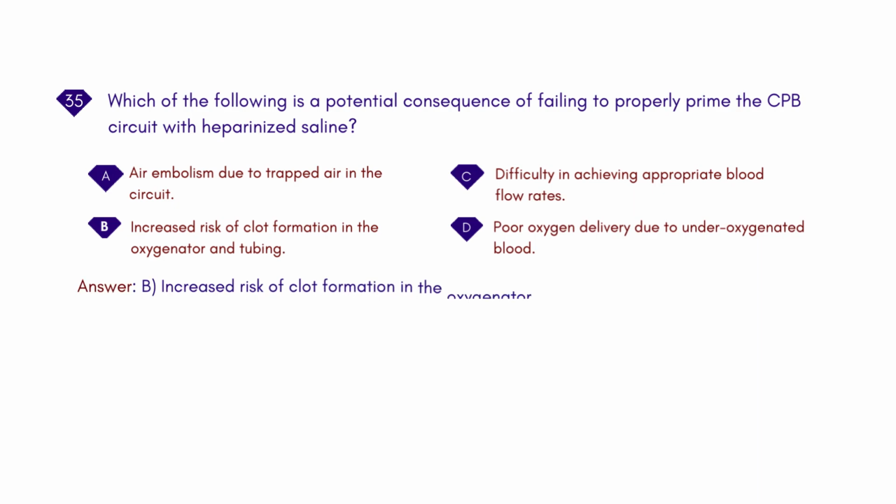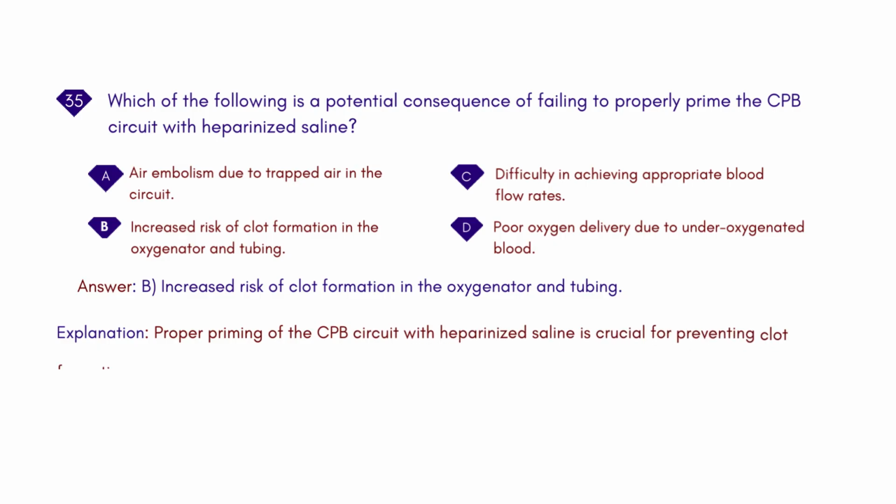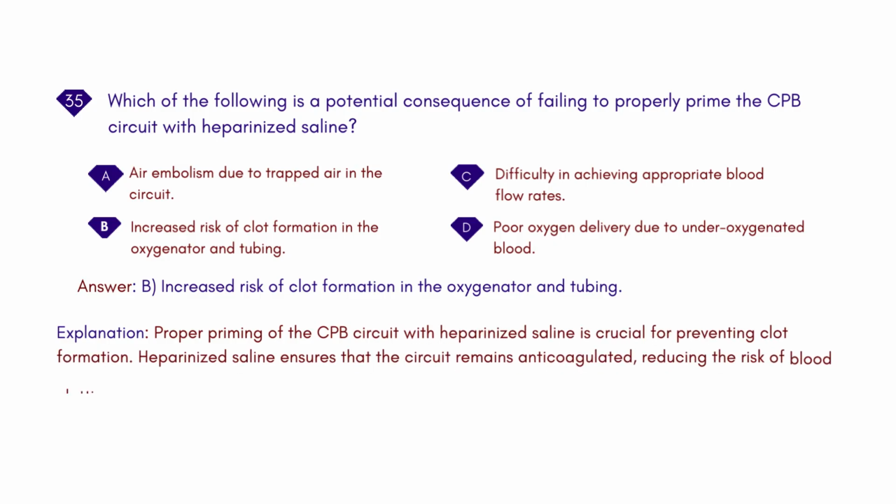Answer, B. Increased risk of clot formation in the oxygenator and tubing. Explanation. Proper priming of the CPB circuit with heparinized saline is crucial for preventing clot formation. Heparinized saline ensures that the circuit remains anticoagulated, reducing the risk of blood clotting within the oxygenator, tubing, or other components.